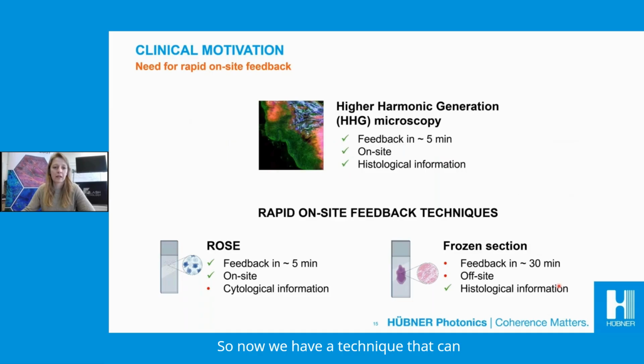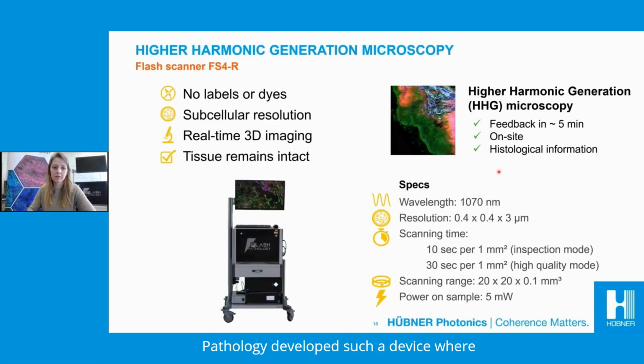So now we have a technique that can actually provide feedback within 5 minutes, can be done on-site, and provide you histological information. And this is what we call higher harmonic generation microscopy. So for this we need a microscope that can provide this histological information and is transportable so that we can actually move it to the operation room. So Flash Pathology developed such a device where we inserted a femtosecond laser. And as I said, there's no need for any labeling or dyes, so everything is processing free.